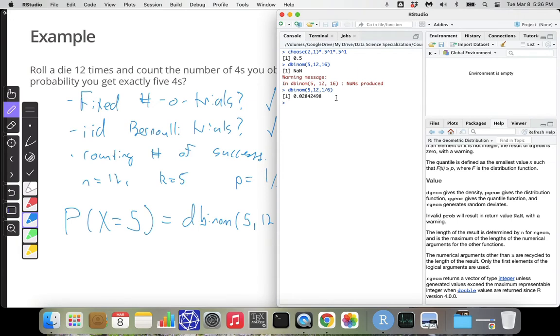Let's also verify the last calculation we made. We said the probability of exactly 1 heads was 0.5. So if we do dbinom, if we want the probability of 1 heads out of 2 coin tosses, it'll be dbinom 1, 2, 0.5. There we go, we get 0.5 again. So dbinom is actually doing exactly what we hope it is.